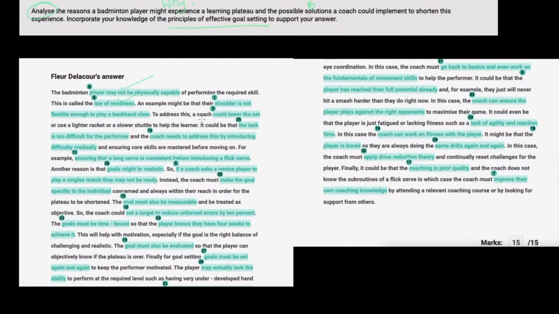This is Thorndike's law of readiness. An example might be, again linking it from my AO2 into badminton, that their shoulder is not flexible enough to play a backhand clear. To address this, a coach could lower the net or use a lighter racket or slower shuttle to help the learner. It could be the task.